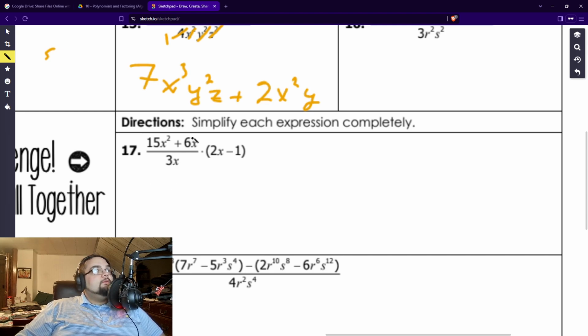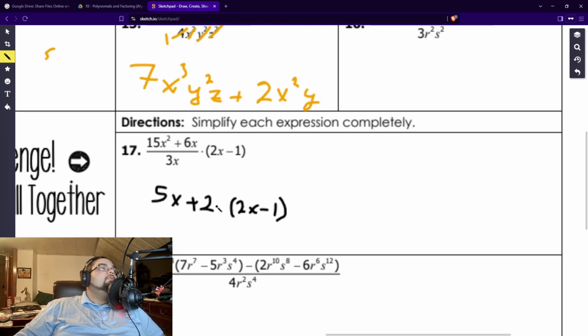So 3, 15, and 6, that's going to give me a 5. That's going to give me a 2. x and x squared, that gives me an x. x and x, just gone. Leave my plus sign. Cool. And I got 5x + 2 ... 2x minus 1.